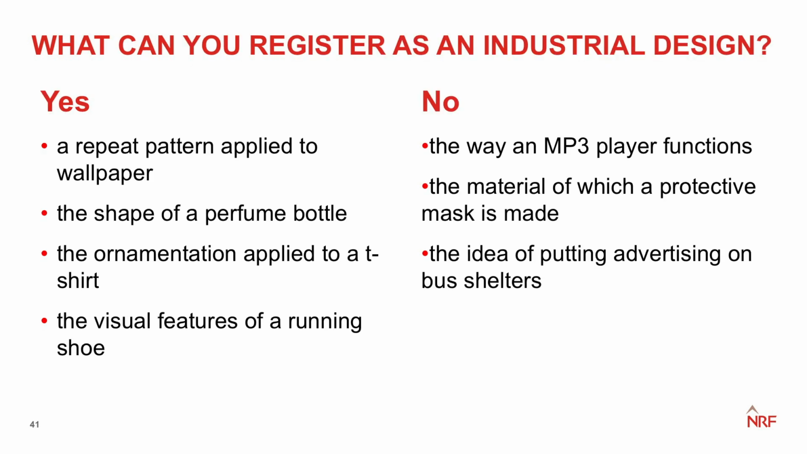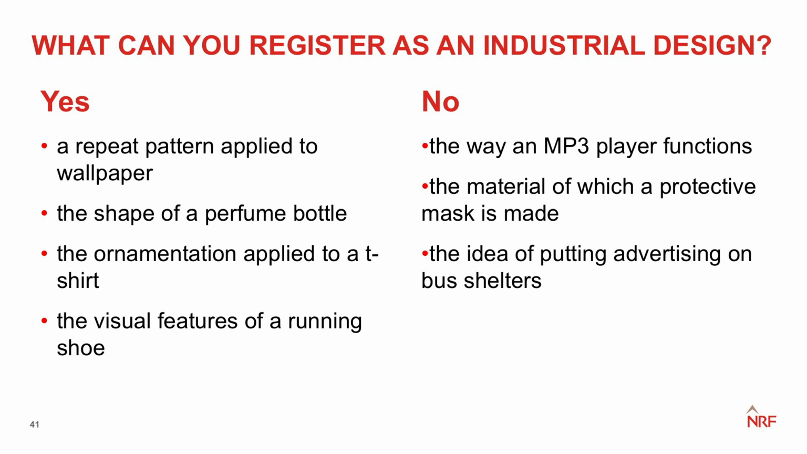So what can we register as an industrial design? We're thinking of patterns in wallpaper. We're thinking shapes of a perfume bottle. Ornamentation, maybe you've got some funky design on a t-shirt sleeve. Visual features like we saw before, the lattice work of the running shoe, or think of Crocs. They've got all those holes. That would be a great industrial design because it's a very unique shape.